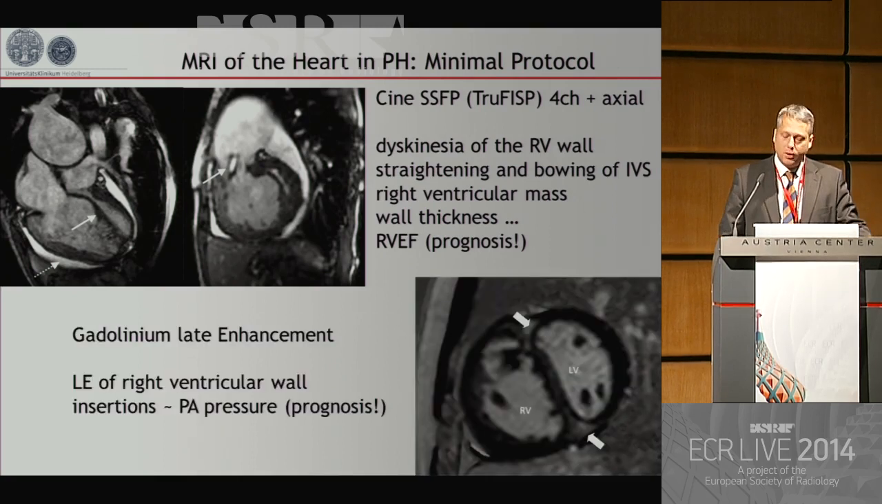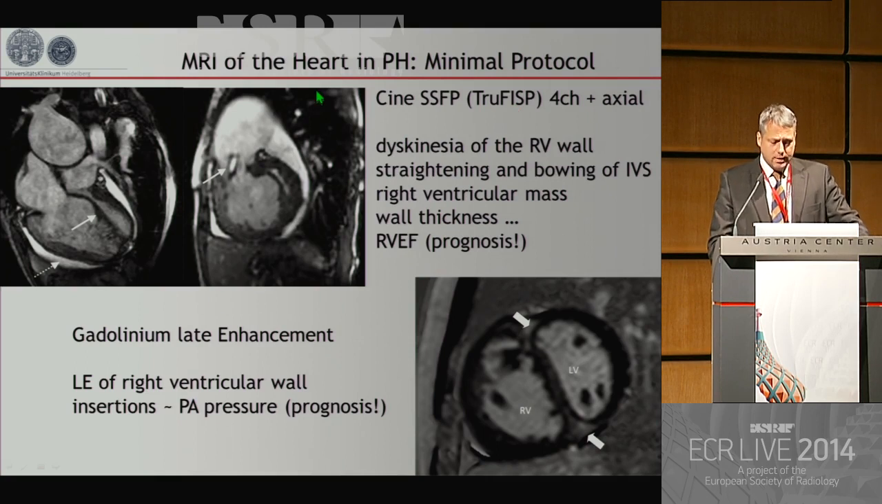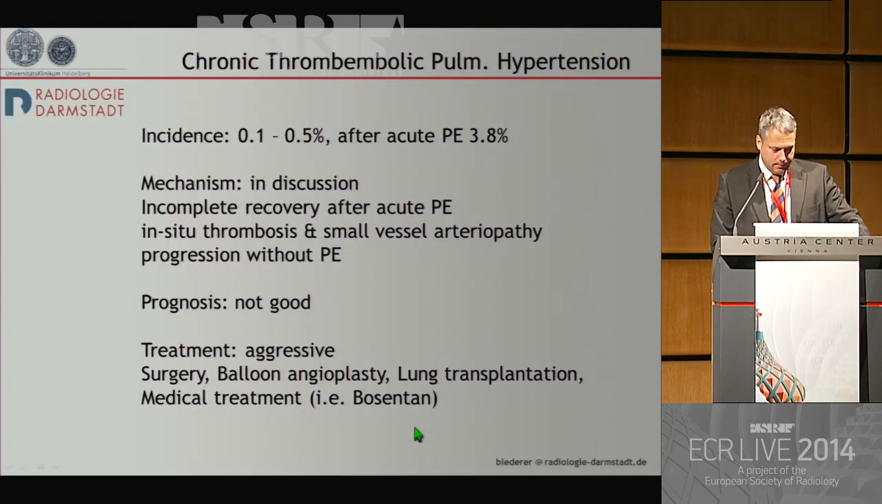So the mini protocol for MR in that case for a complete evaluation would be cine SSFP images in the short axis, basically, and also some axials, short axis, and some 4-chamber views as well, and the gadolinium late enhancement.